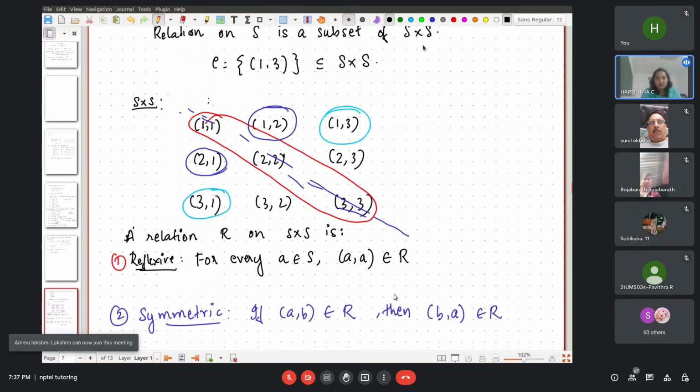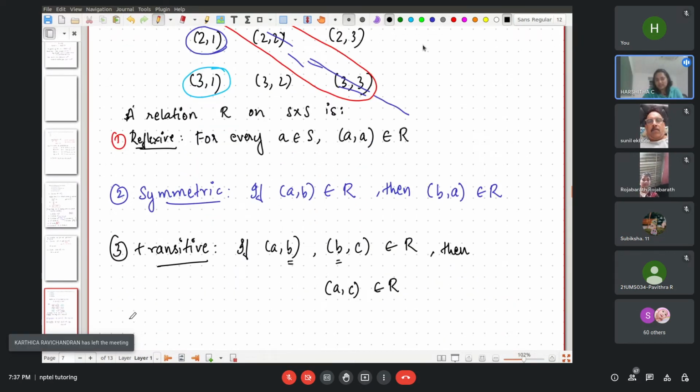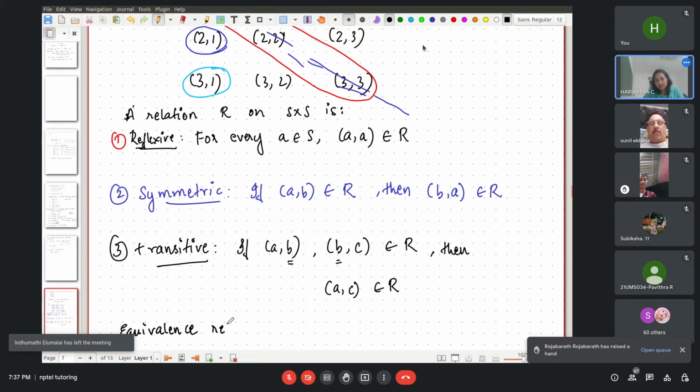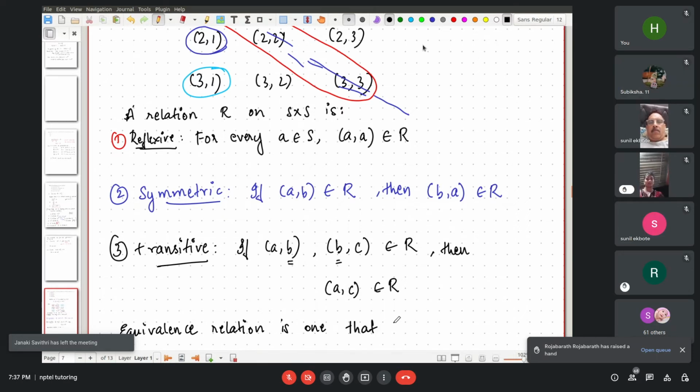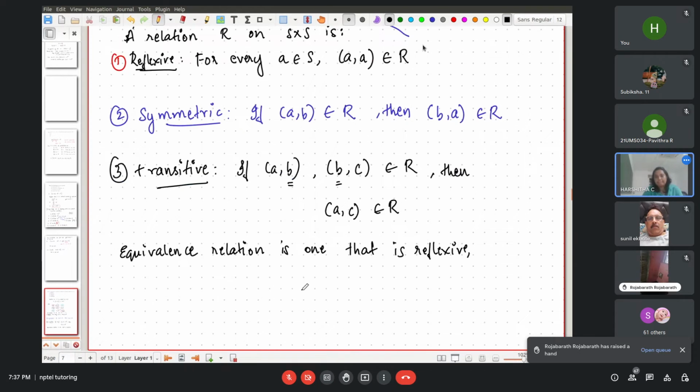Right. So now knowing these definitions, an equivalence relation is one which satisfies everything. So an equivalence relation is one that satisfies all of this. So it is reflexive, symmetric, and transitive.